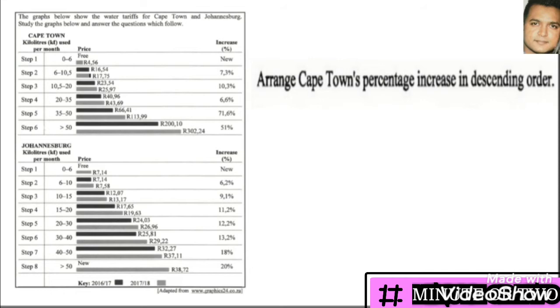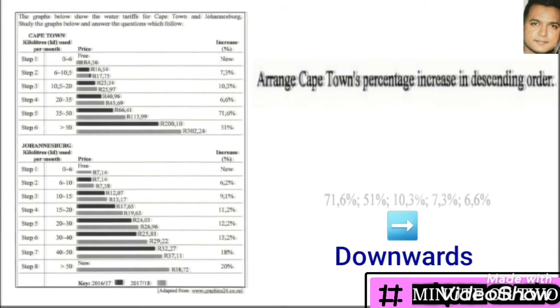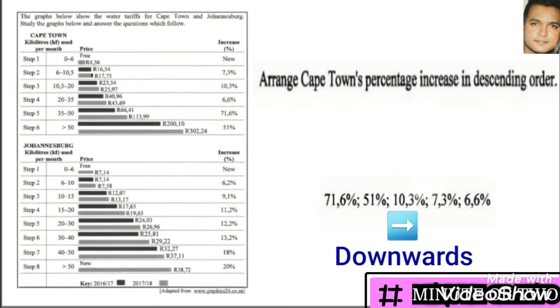Remember, descending order is highest to lowest. If in the exams you forget the meaning of descending, remember descending starts with a D and downwards or downhill starts with a D, so the numbers must move downwards. We arrive at our numbers starting from 71,6 and completing it at 6,6%.